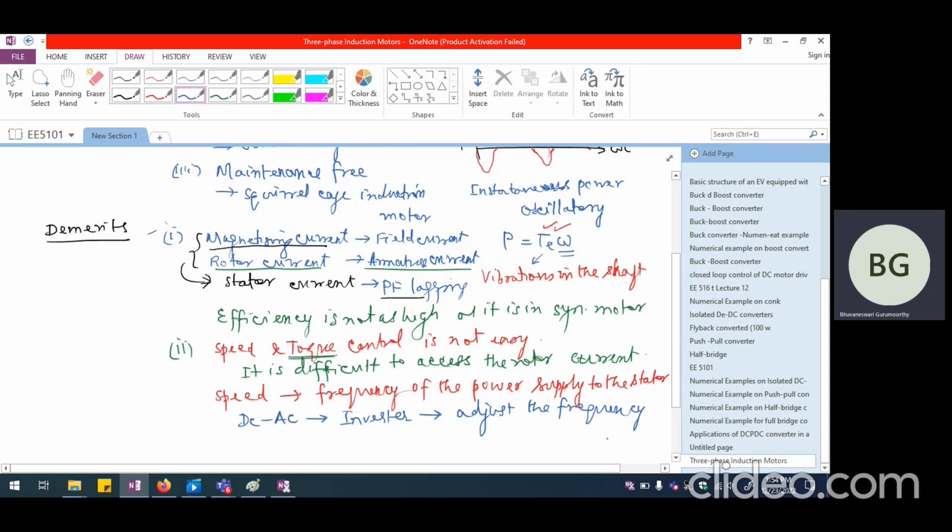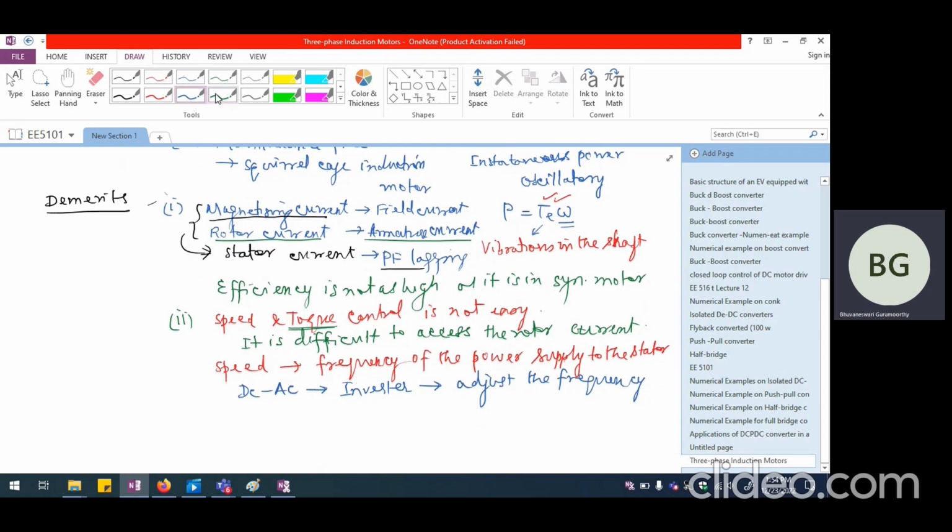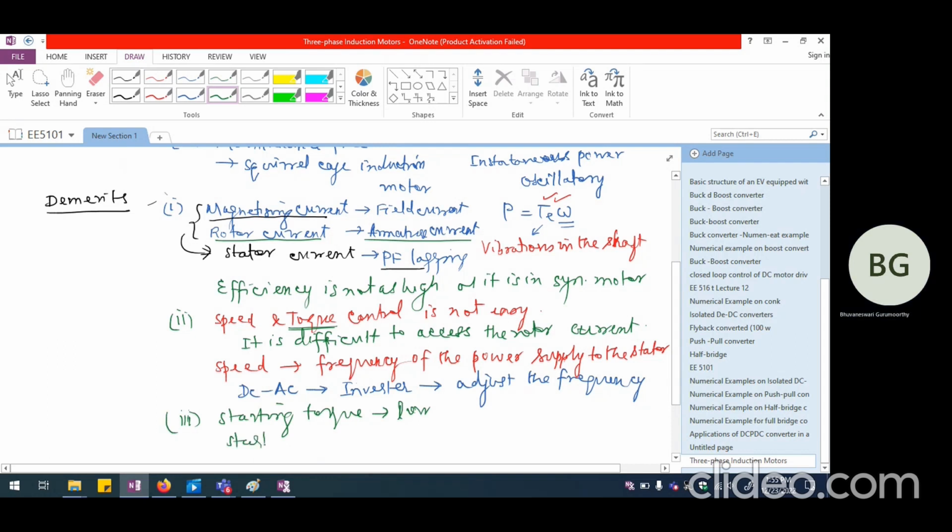In a DC motor, the speed control becomes much simpler. It can be done just by armature voltage control, or by controlling the field current value, but you cannot do that in the case of an induction motor. So it becomes much more difficult. And another thing is the starting torque normally is not very high. The starting torque is going to be low, whereas the starting current will be quite high.